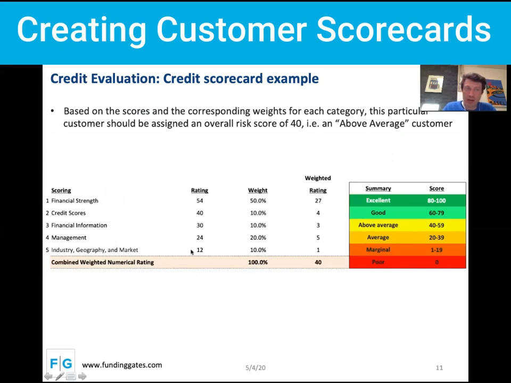And then you add it all up, right? So you have here financial strength. We saw that the total rating of all the different segments within the financial strength category was 54. For credit scores, it was 40, financial information was 30, and so on. And then you assign it a weight. You multiply the rating by the weight to give you a weighted rating for each category. And then you add it all up, and you see that this customer falls into the above average risk bucket, right? Because it has a weighted rating of 40.